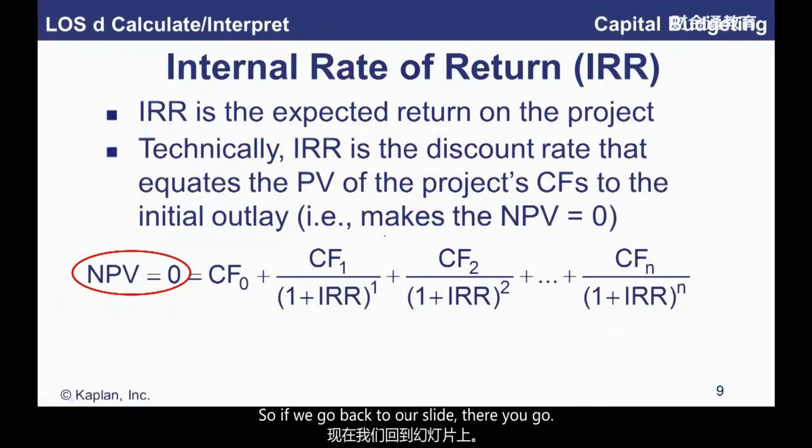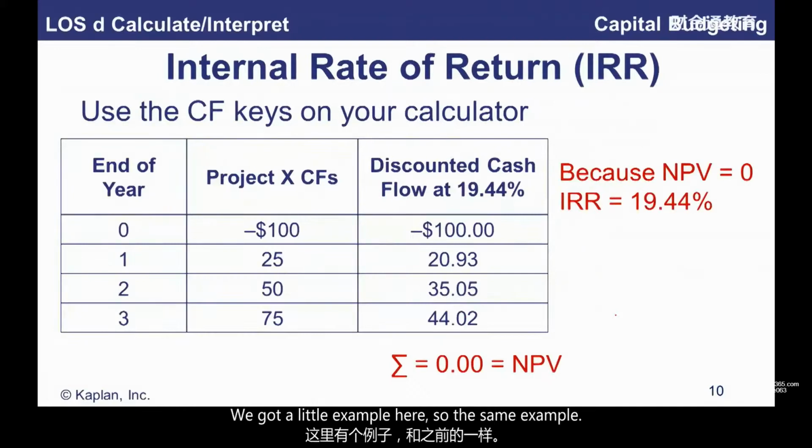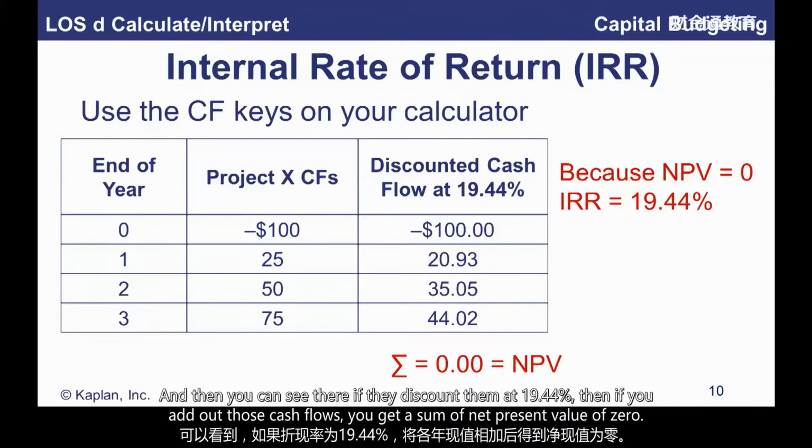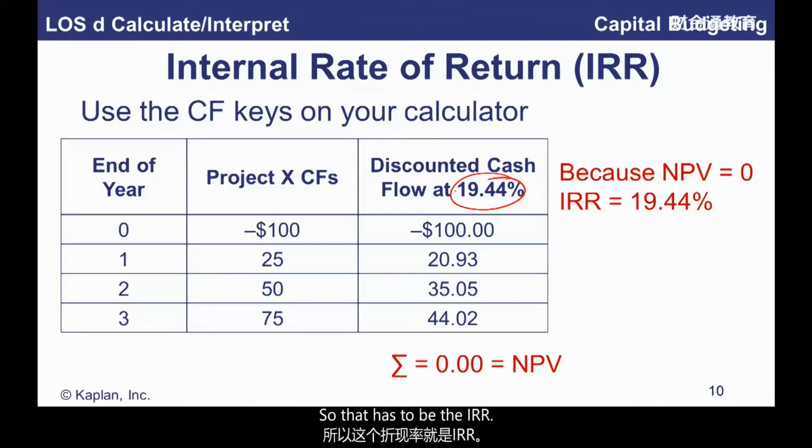So if we go back to our slide, there you go, the IRR there is the discount rate that makes the NPV equal to 0. And we've got a little example here. So it's the same example, initial cash outflow of 100, we've got 25 in year 1, 50 year 2, 75 in year 3. And then you can see that if we discount them at 19.44%, then if you add up those cash flows, you get a sum and a net present value of 0. So that has to be the IRR.